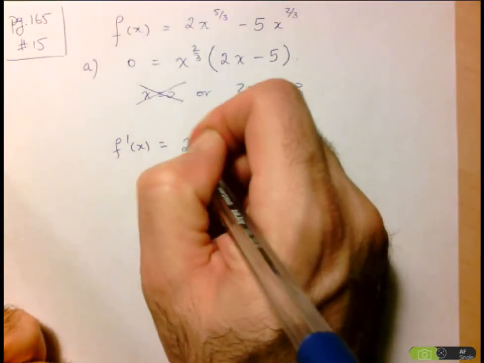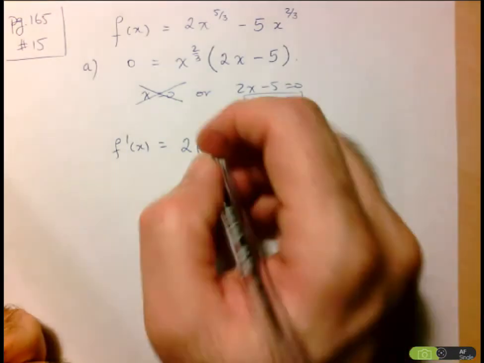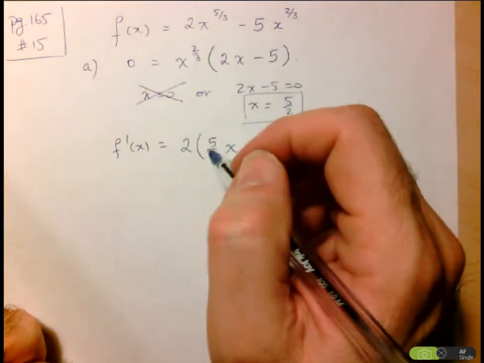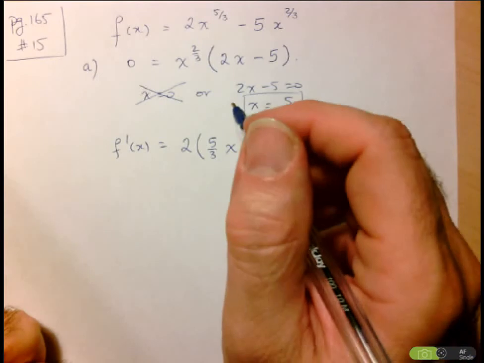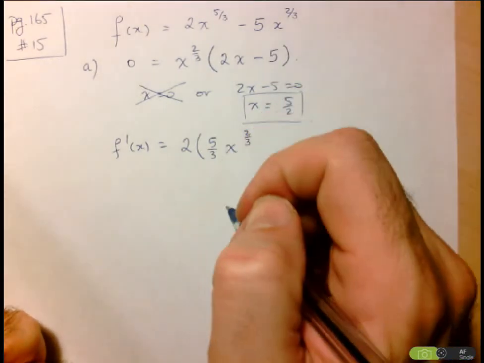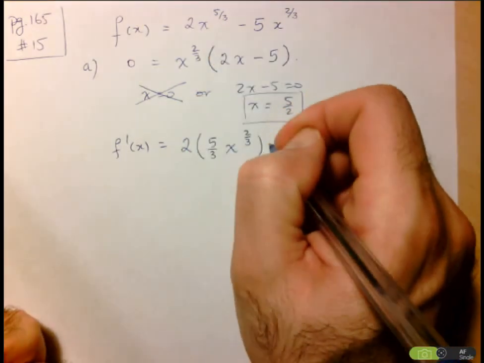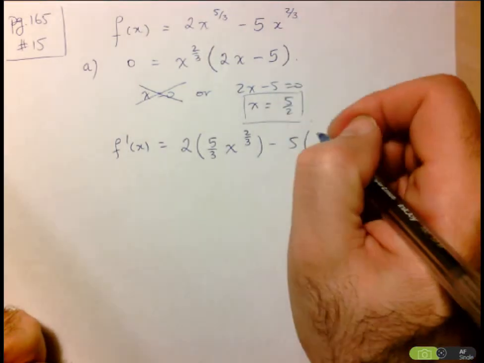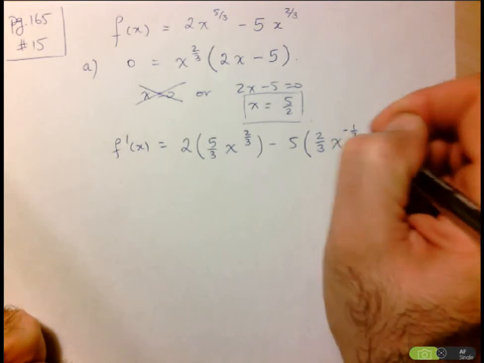2 is just a constant, so I don't need to deal with it. I'm just going to multiply that by the derivative of x to the 5/3. So that's 5/3 times x to the 5/3 minus 1, which is 5/3 minus 3/3, equal to 2/3. And then we've got minus 5, again just a constant, and the derivative of x to the 2/3 is 2/3 times x to the 2/3 minus 1, which is negative 1/3.